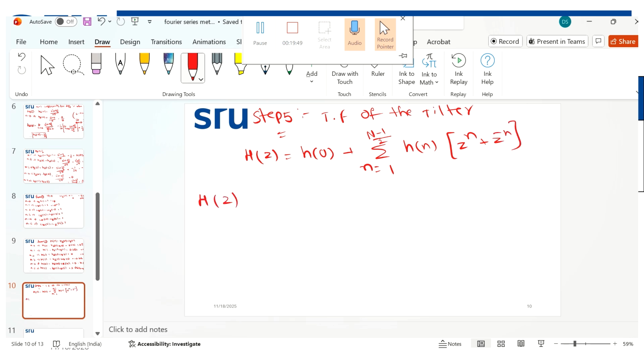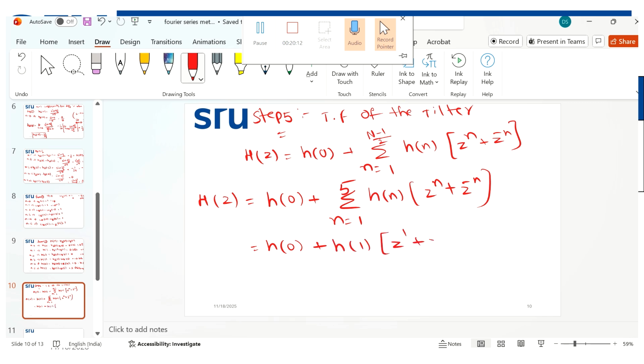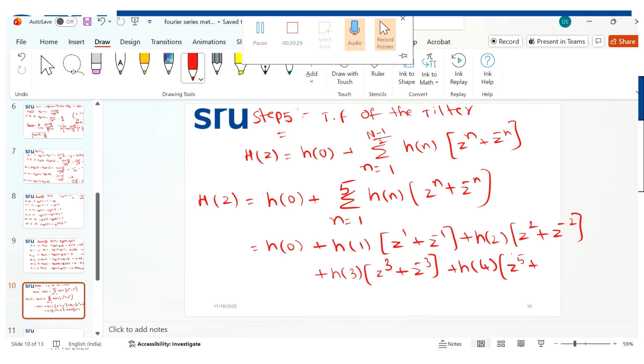Now H(z) equals, substituting the N value, which is 11, so 11 minus 1 by 2 that is 5, h(0) plus, substituting n equals 1, you will get h(1) into (z^1 plus z^-1). n equals 2, z^2 plus z^-2. n equals 3, z^3 plus z^-3. n equals 4, up to n equals 5 you have to substitute. The last value is z^5 plus z^-5.